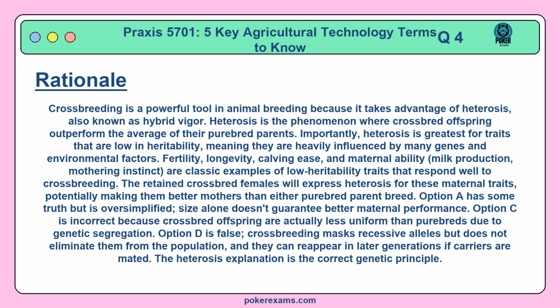The retained crossbred females will express heterosis for these maternal traits, potentially making them better mothers than either purebred parent breed. Option A has some truth but is oversimplified. Size alone doesn't guarantee better maternal performance. Option C is incorrect because crossbred offspring are actually less uniform than purebreds due to genetic segregation. Option D is false. Crossbreeding masks recessive alleles but does not eliminate them from the population, and they can reappear in later generations if carriers are mated. The heterosis explanation is the correct genetic principle.